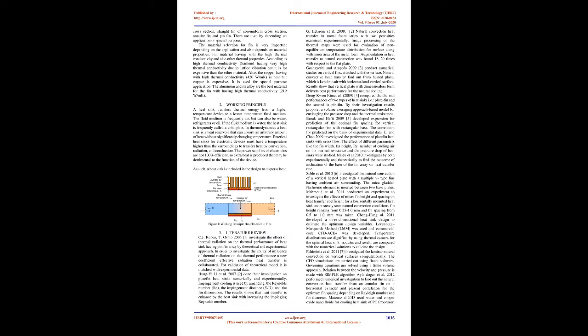G. Hetsroni et al. 2008, 12. Natural convection heat transfer in metal foam strips with 2 porosities was examined experimentally. Image processing of the thermal maps was used for evaluation of non-equilibrium temperature distribution for the surface along with the inner area of the metal foam. Augmentation in heat transfer at natural convection was found to be 18-20 times with respect to the flat plate. Gasayashi and Ampafo 2009.